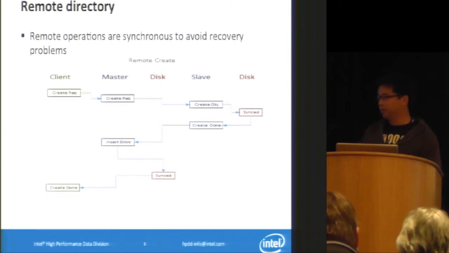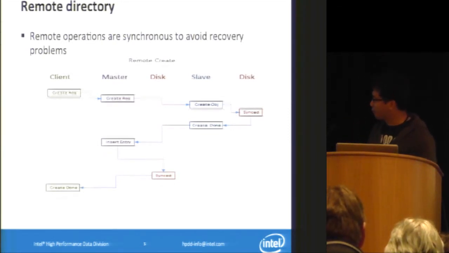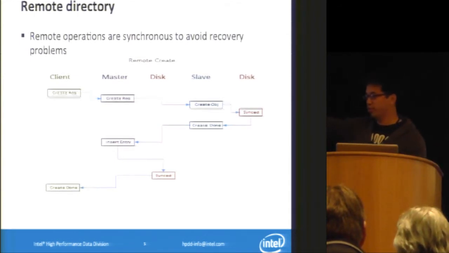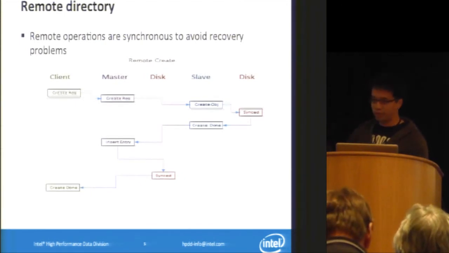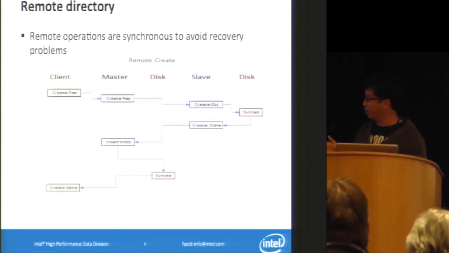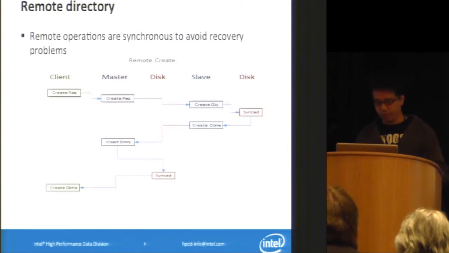To avoid the recovery problem, in phase 1, all the remote operations, which only include create remote directory and unlink remote directory, will be synchronized. You can see from this graph, the client sends the create request to the master MDT where the parent is located. The master MDT sends the object create request to the slave MDT where the real remote directory is located. Then the slave MDT creates the object synchronously and replies back to the master MDT. The master MDT inserts the name entry synchronously as well. Then it replies to the client. That's the whole process.